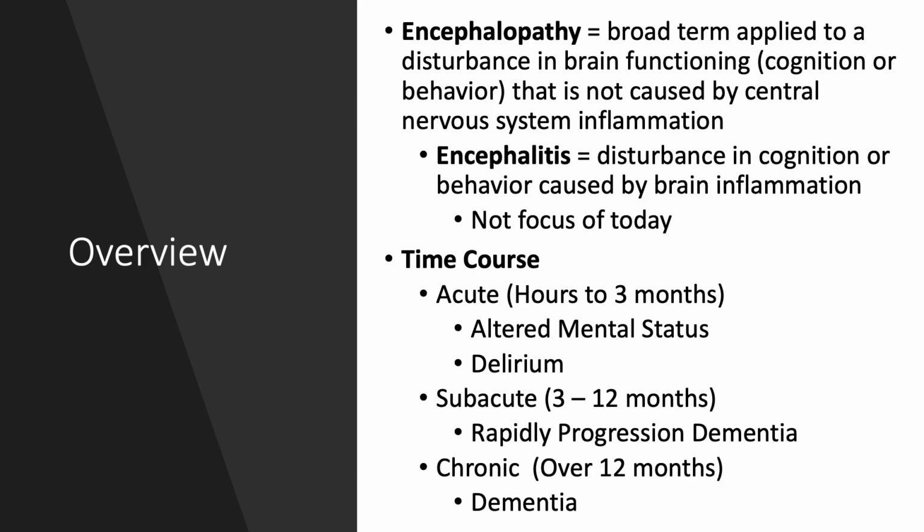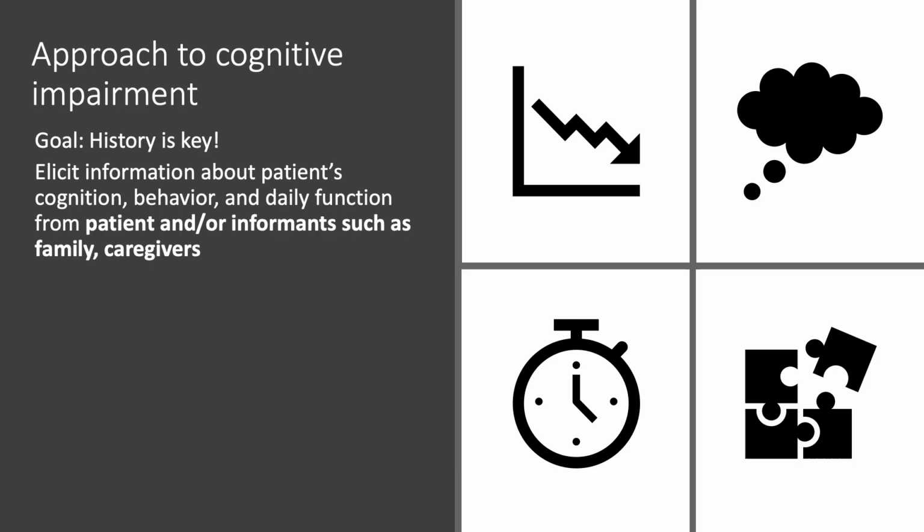Time course is a very important consideration when you're talking about cognitive impairment. Acute onset cognitive impairment, then you're talking about altered mental status and delirium. So hours to not more than 3 months, these are acute events, right? Subacute is 3 to 12 months in duration, and here we're talking about things like rapidly progressive dementias. And the chronic cognitive impairment are 12 months and beyond in terms of symptom onset and duration. And here we're talking about the dementias.